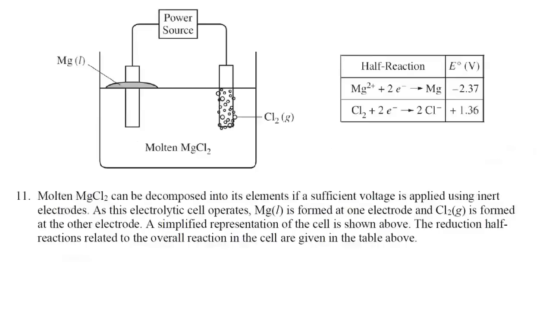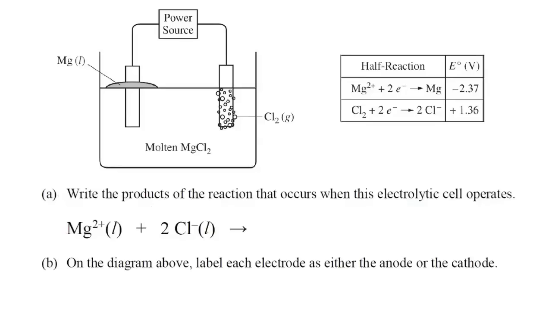All right, let's go ahead and take a look at question 11. In question 11, it says molten magnesium chloride, MgCl2, can be decomposed into its elements if a sufficient voltage is applied using inert electrodes. As this electrolytic cell operates, liquid magnesium is formed at one electrode, and chlorine gas, Cl2, is formed at the other electrode. A simplified representation of the cell is shown above. The reduction half reactions related to the overall reaction in the cell are given in the table above.